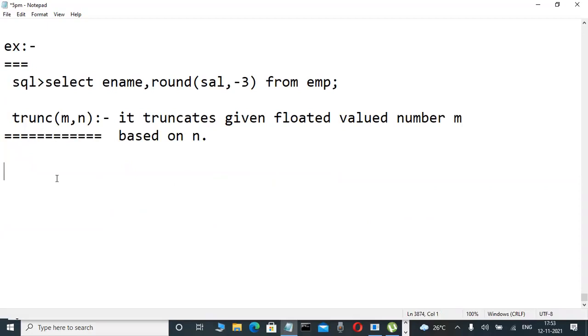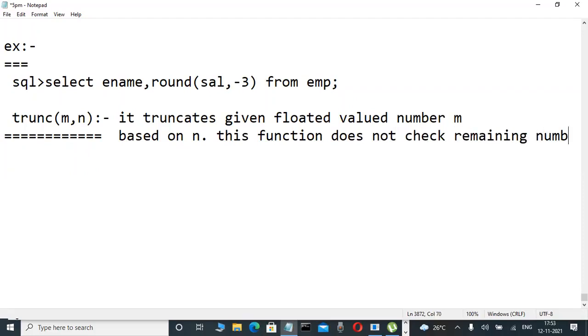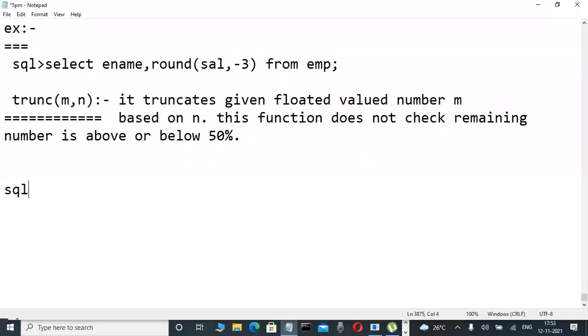Nobody should be mistaken here, because this function does not check whether the remaining number is above or below 50%. The remaining number is removed, so it is not checked. That is why nobody is mistaken with this one.